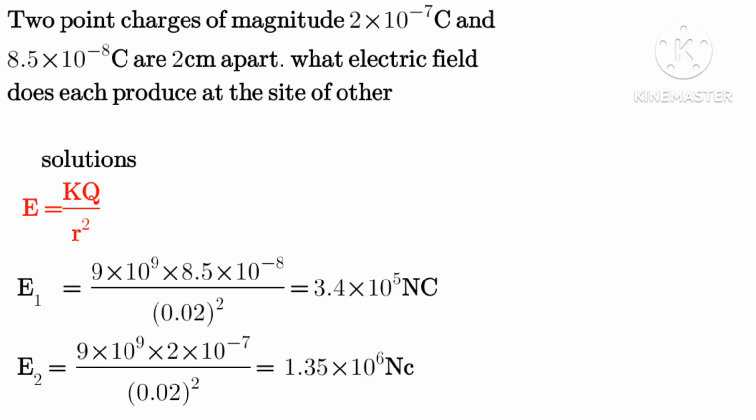Question number 4 says that 2 point charges of magnitude 2 times 10 raised to power minus 7 coulomb, and 8.5 times 10 raised to power minus 8 coulomb, are 2 centimeter apart. So we have two different charges, and the distance separating these two charges is 2 centimeter. They want us to find the electric field that each of these charges produces.